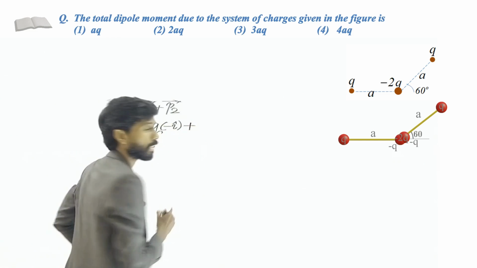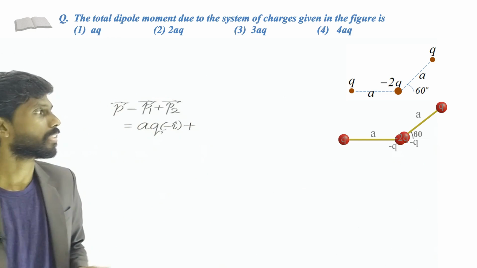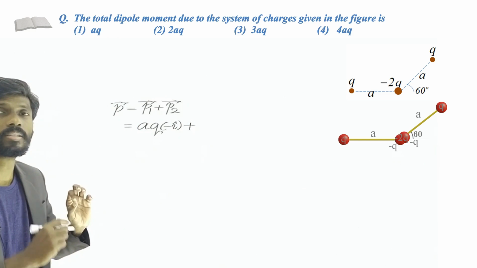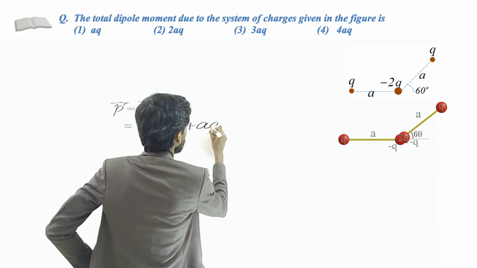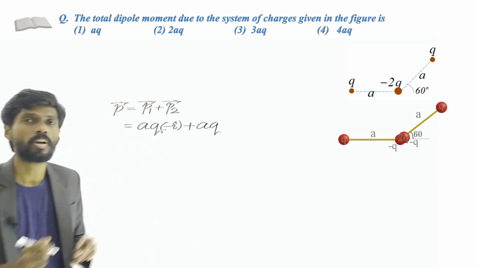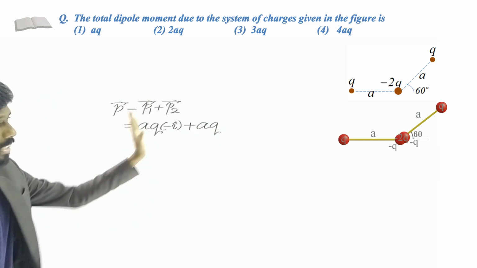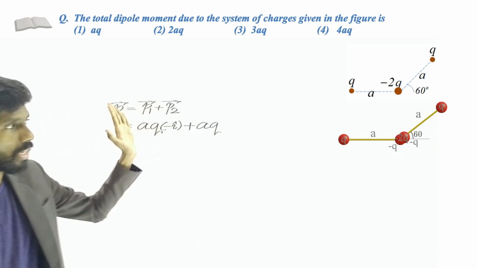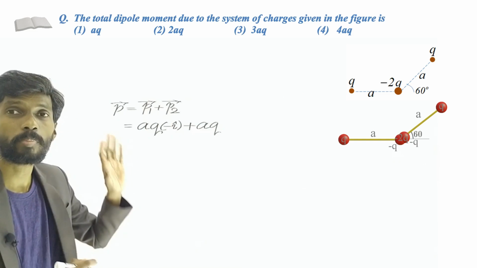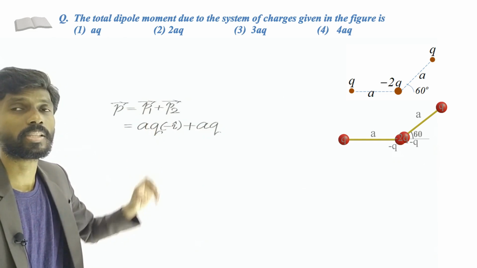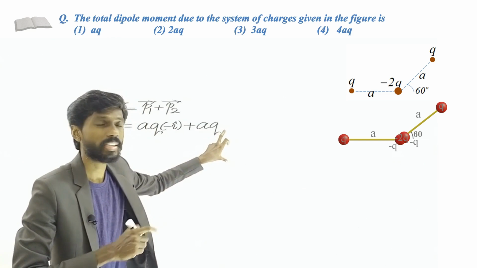Plus similarly the next one. The next one also has the same distance between the charges, that is A. So that means A multiplied by Q, same charge Q. That is the magnitude, but we want a direction. So this direction is different. That makes some angle, say 60 degree with the horizontal. So that means you have to find the projection in the horizontal and vertical direction. We have to write the unit vector in that direction.